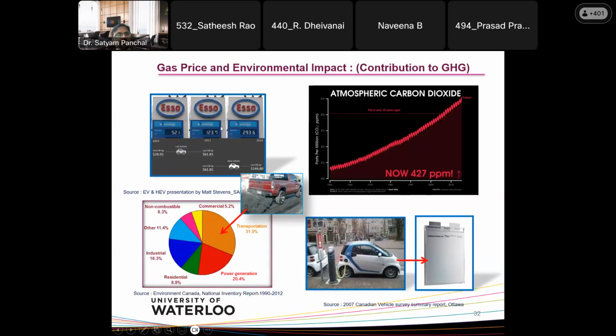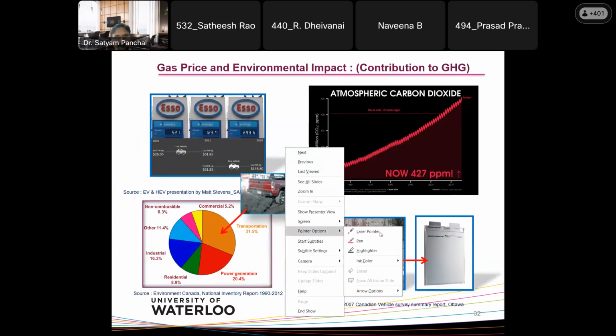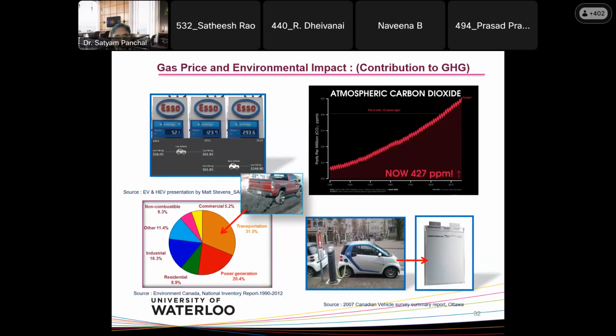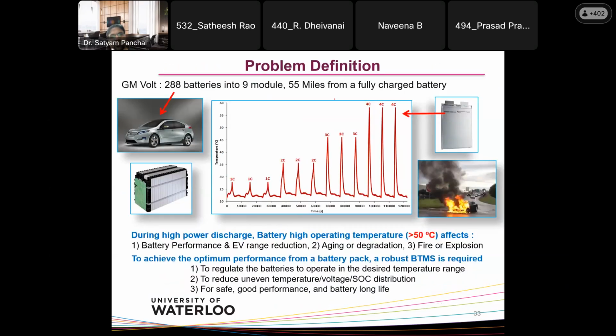Due to the increase in gas price, carbon concentration, and greenhouse gas emission, we need an alternative, which is the battery. The heart of EV is the battery, and the problems with the battery are provided over here. BMS is the new part. BTMS is the battery thermal management, but BMS is also a new research area covering all the cells.